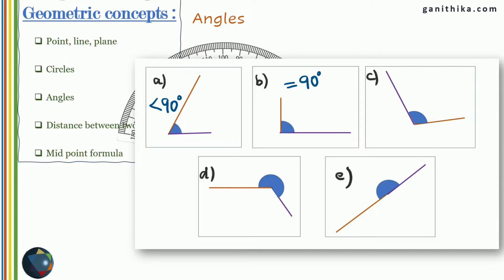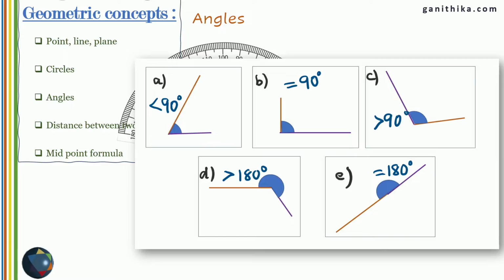Question C, the figure at question C is a little more than 90 degrees. But if you see question D, it is more than 180 degrees. And question E is equal to 180 degrees because it's on the straight line. So A, B, C, D, E are the different types of angles that you can form between two lines.